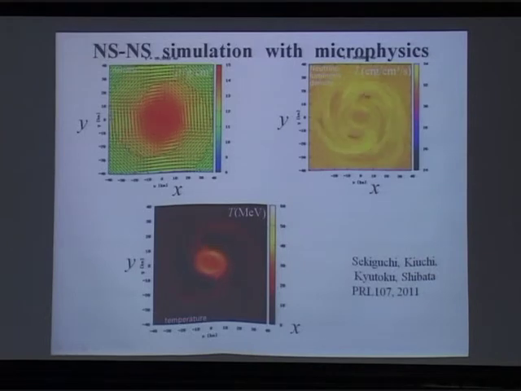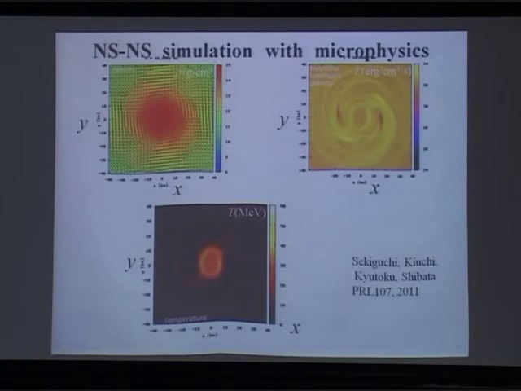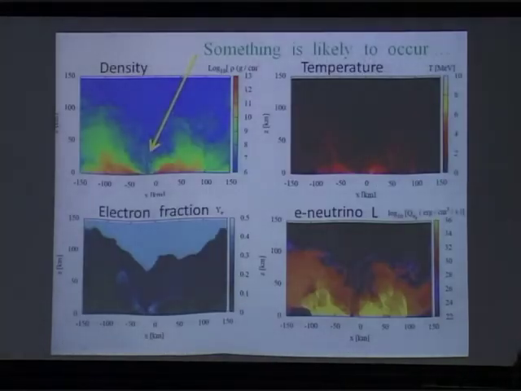So it's very high, much higher than the typical temperature of stellar core collapse. Such a simulation is not possible. Okay, I'll skip the details of this.